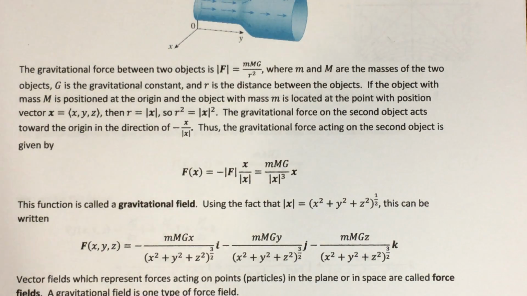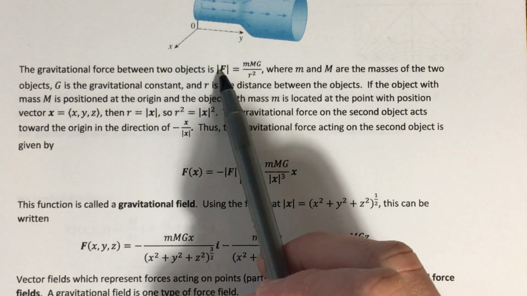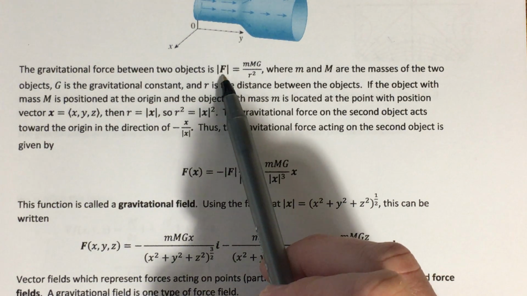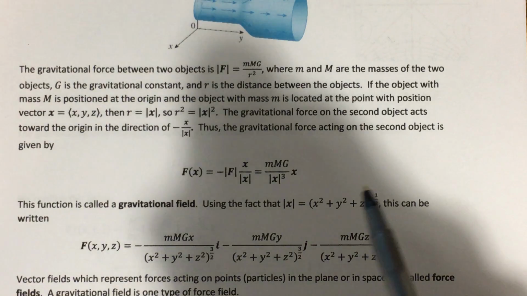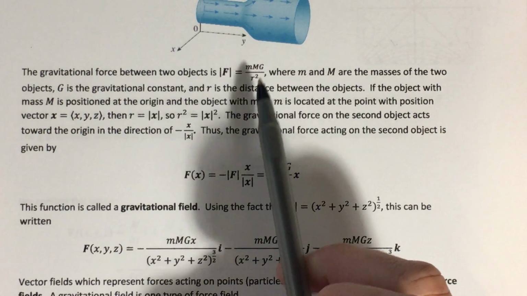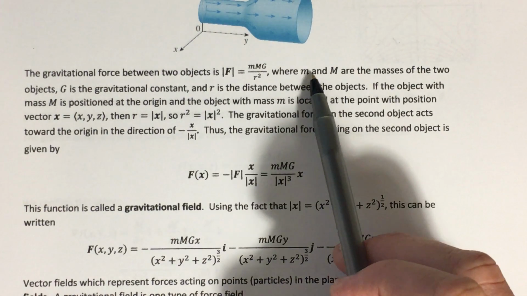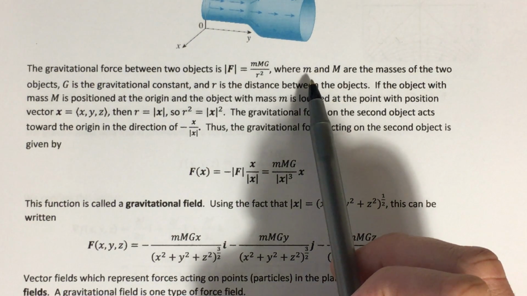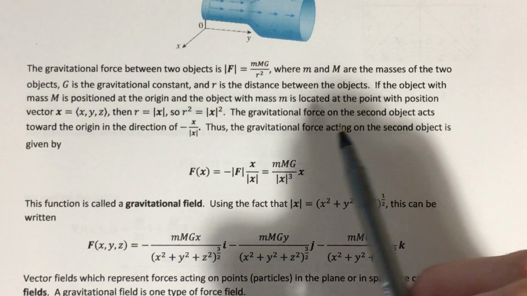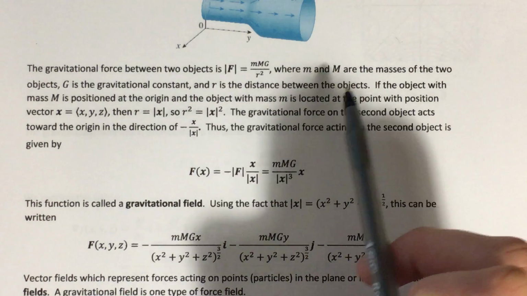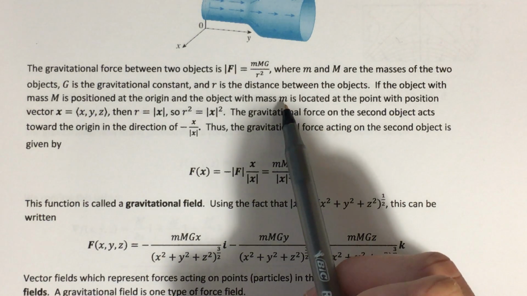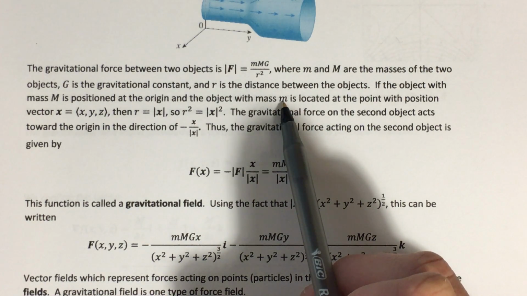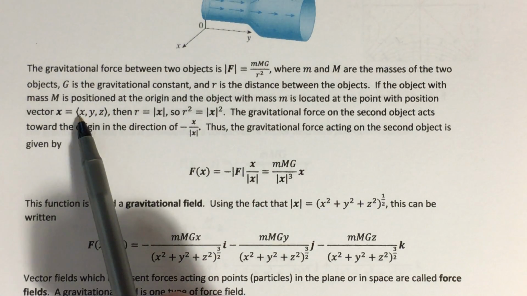So what we want to do is take this, which is just the magnitude of the force, and get a better description of that force in terms of a vector field. To motivate that, let's take the two objects that we're looking at, little m and big M, and put them in 3-space. To simplify things, we're going to position the object that has a mass of capital M at the origin, and then we're going to say that the object that has a mass of lowercase m is at the point x, y, z, so that its position vector has components x, y, z.